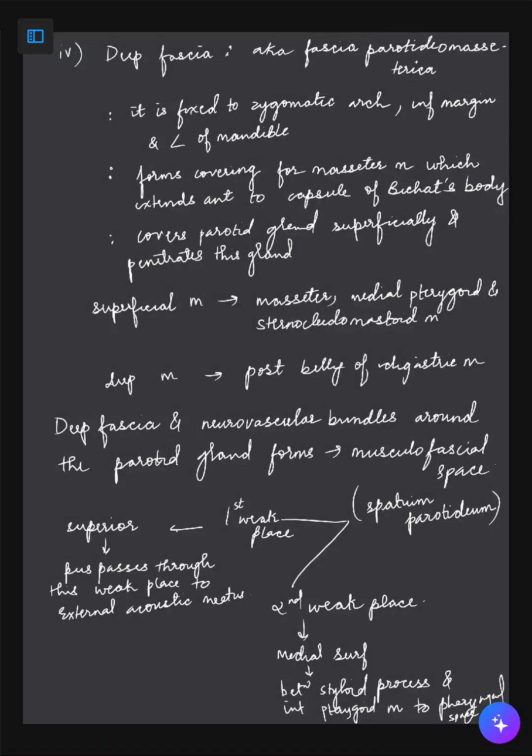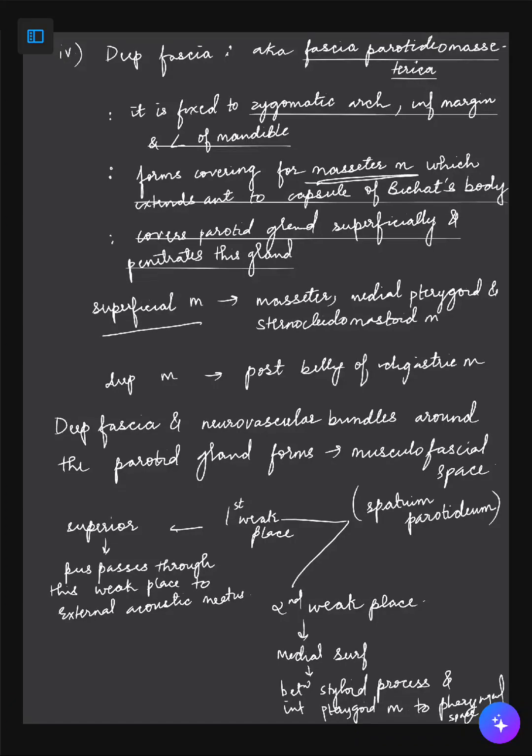Next is the deep fascia, which is also known as fascia parotideomasseterica. It is fixed to the zygomatic arch and the inferior margin of the angle of the mandible. Now this deep fascia forms a covering for the masseter muscle, which extends to the capsule of Bichat's body and also covers the parotid gland superficially and penetrates this gland.